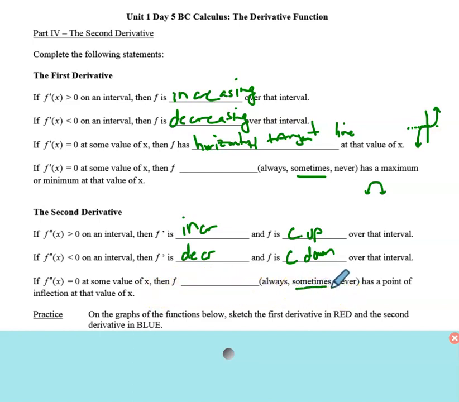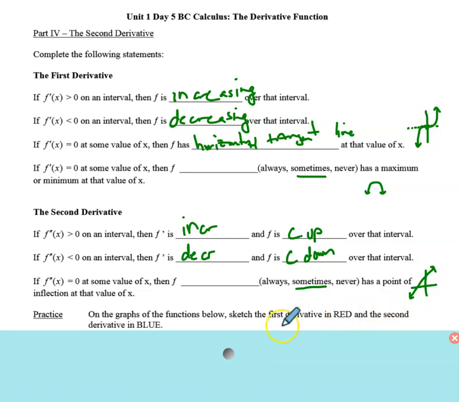And that is going to be sometimes. Something like this cubic function has a point of inflection here at the origin where it shifts from concave down to concave up. But think about a constant function or any kind of linear graph. The second derivative will be zero because there is no concavity on this function. And if you think about it, the derivative of this function would be just a positive y value, say y equals one. And then the derivative of a constant line is zero. So just because the second derivative is zero does not mean that there is a point of inflection.